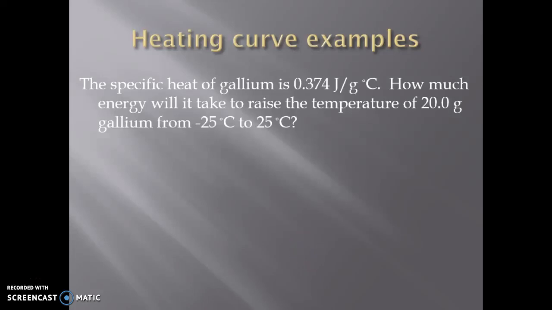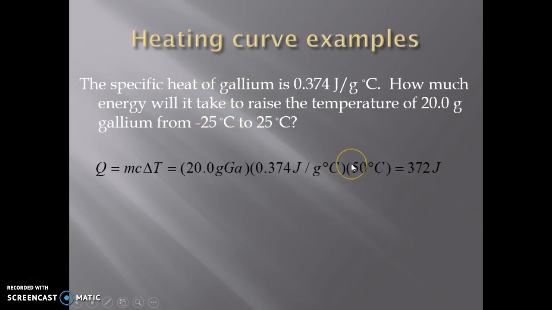So part 2 of this phase change conversation is going to start us off with some examples. This probably looks a little familiar. When we did the thermo unit, we did some problems like this. So the specific heat of gallium is presented there. How much energy will it take to raise the temperature of 20 grams of gallium from minus 25 to positive 25? We're assuming that since you don't have any other information, that it is staying in the state that it is. In this case, it's staying as a solid.